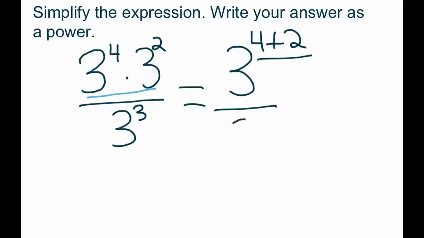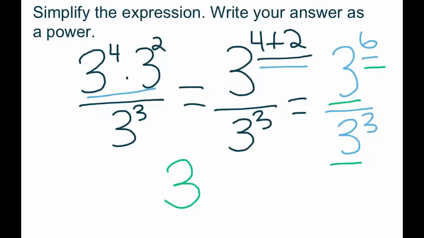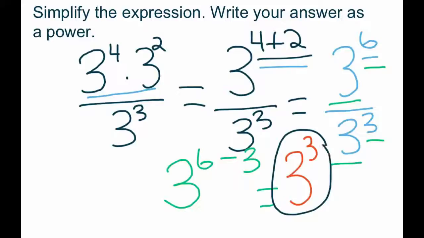And we would continue with our division by 3 cubed. This can be simplified as 3 to the 6th power, because 4 plus 2 is 6, divided by 3 cubed. Now, we can do our division. Here we see that we have 3 as our common base again, so we rewrite 3, and we take 6, our top power, and subtract from it our bottom power of 3. This is the same as 3 cubed, because 6 minus 3 is equal to 3. And this would be our final answer.